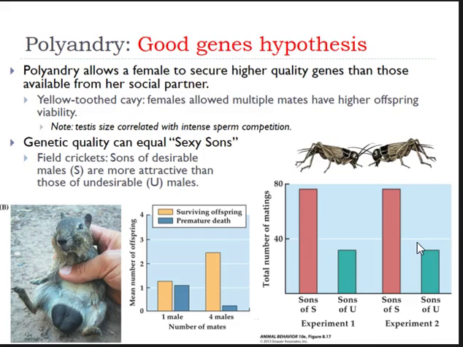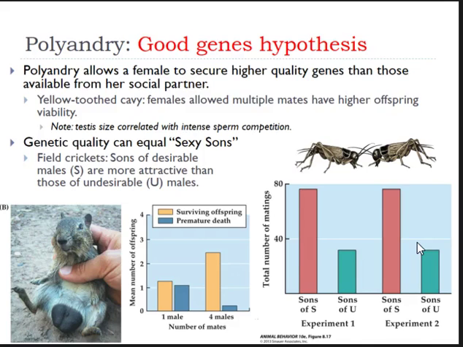Sometimes getting high quality males and getting high quality genes can mean getting a sexy son. So it might not just be about viability selection. You're trying to get genes that promote good survivorship, but you might also be trying to get male offspring. So when some of your offspring are likely to be male, you may be able to secure male offspring that are more attractive than other ones.